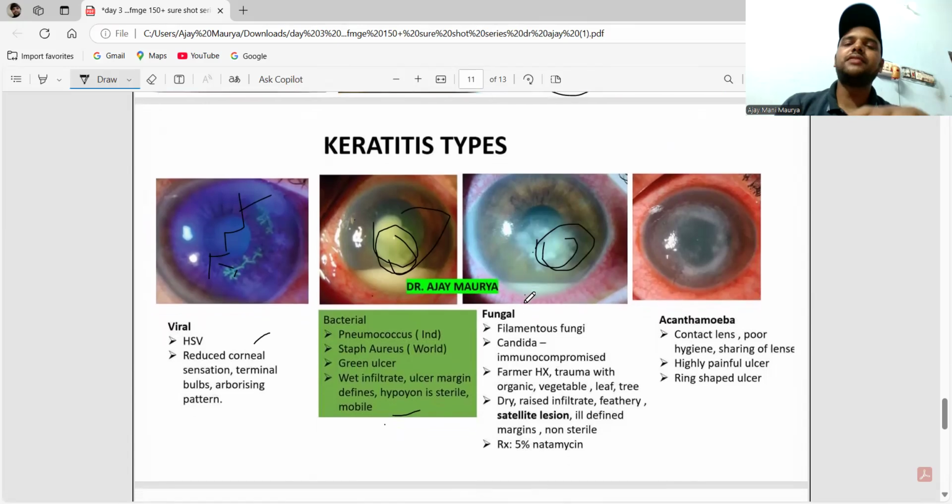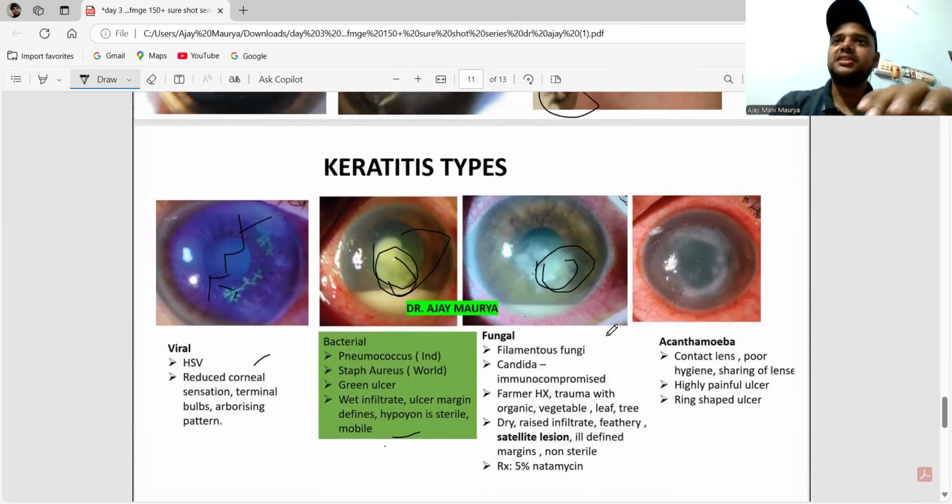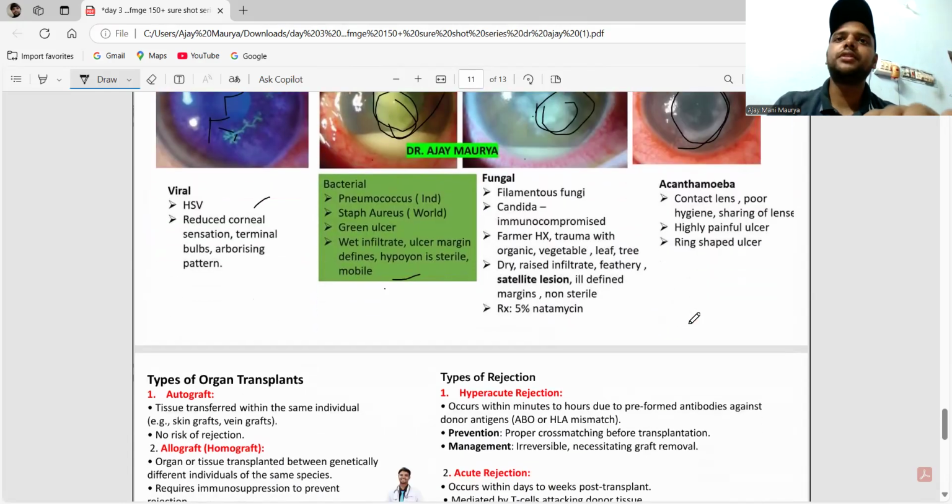Now, this is the fungal infection. Treatment with 5% natamycin. This is Acanthamoeba. There is a ring, a ring-shaped ulcer. This is Acanthamoeba, like this one.